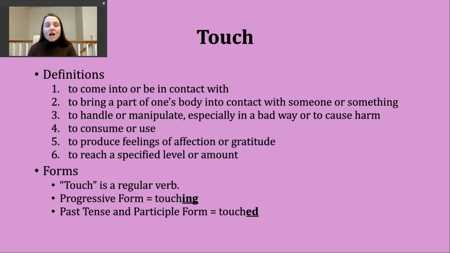You should know that touch is a regular verb. To make the progressive form of this verb, all we need to do is add -ing to form touching. The past tense and participle forms of this verb can be made by adding -ed. Our base verb, touch, ends in an unvoiced ch sound. So our past tense ending is going to make a t sound. It should sound like this: touched, touched.